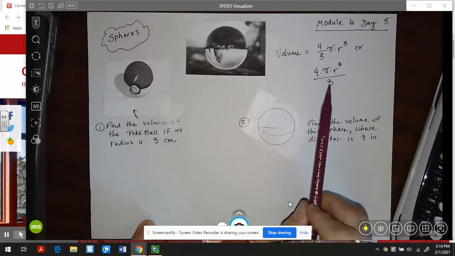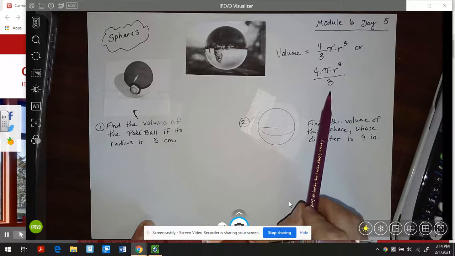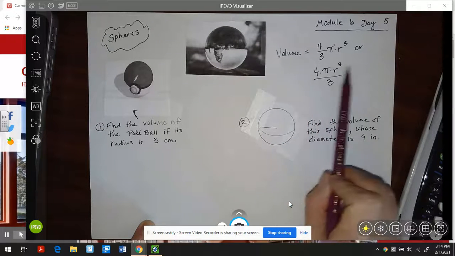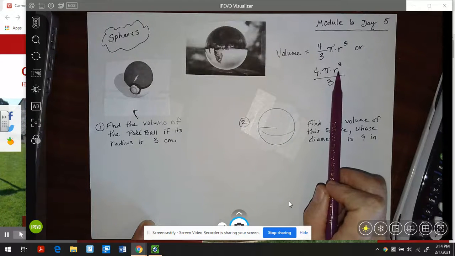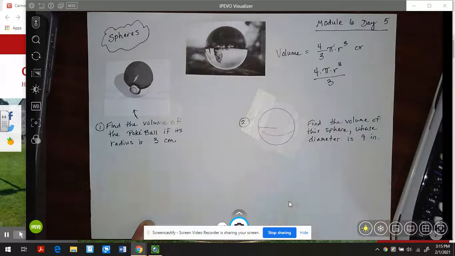I think it's easier and it's consistent with the cone and the pyramid that we do everything on top and then divide by 3. Notice that the radius is cubed. Volume is cubed units, and therefore the radius is cubed. If you're finding the area of something circular, we square it because area is squared units. So the formula sort of matches.